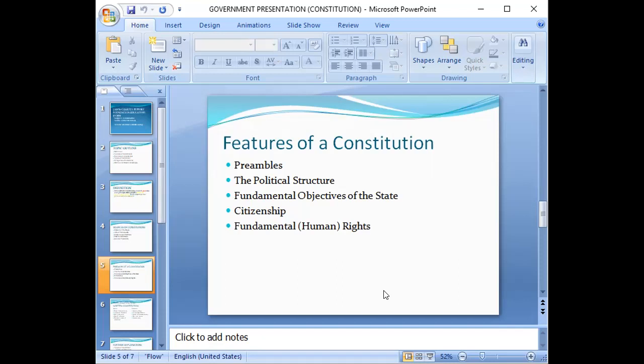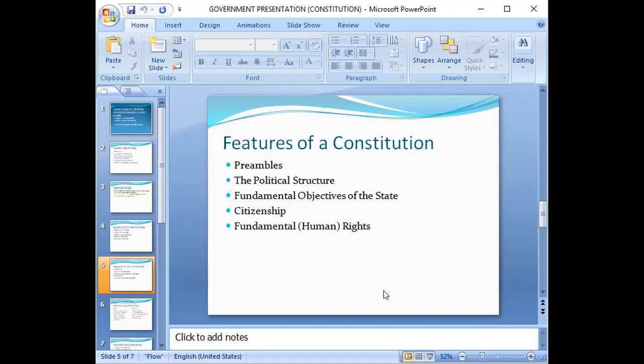Then, of course, you understand the fundamental objectives of that state. You understand? These fundamental objectives are the principles that govern that state, the objectives, the political ideology of the state. Okay, and when we say states, we are talking about countries. Countries are called states on a global level or a continental level. So it tells you, okay, this is the political ideology and all of these things.